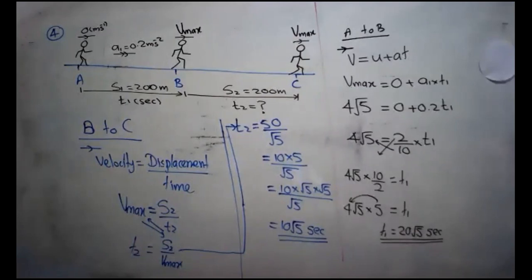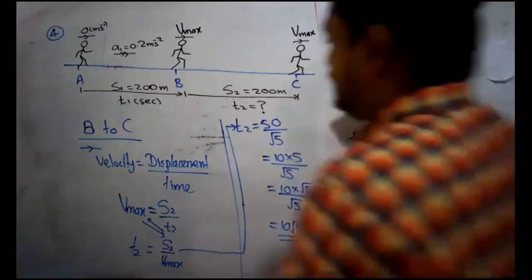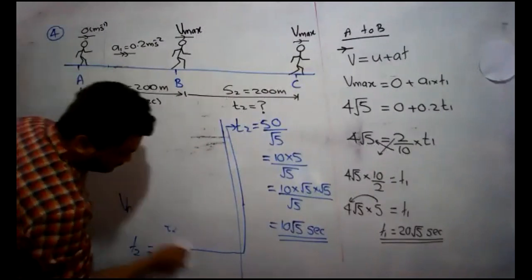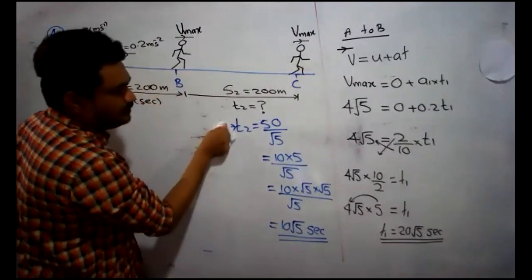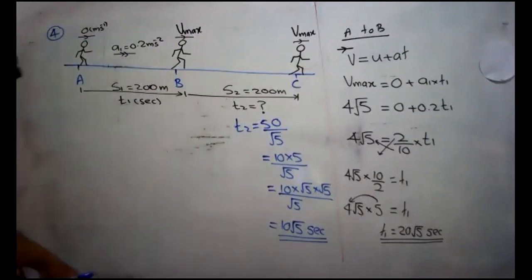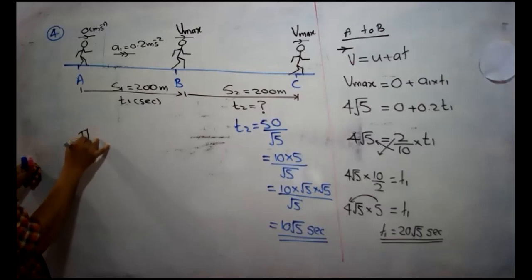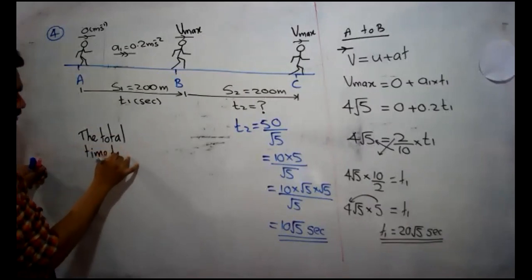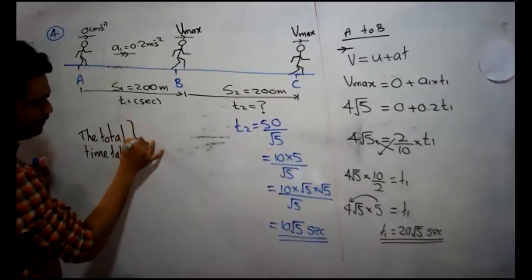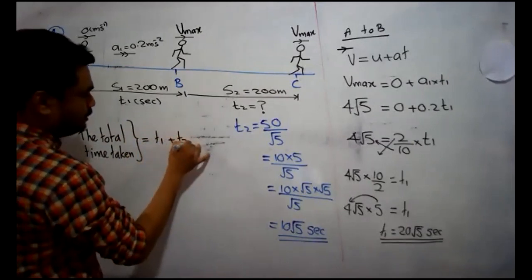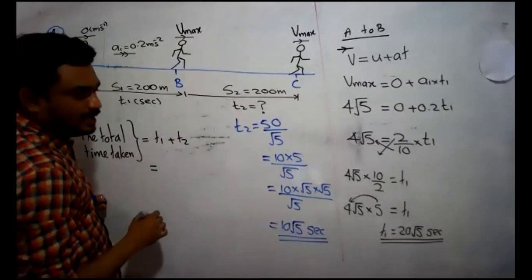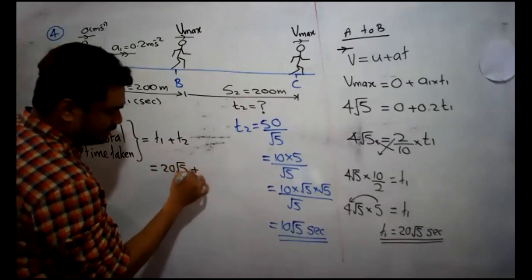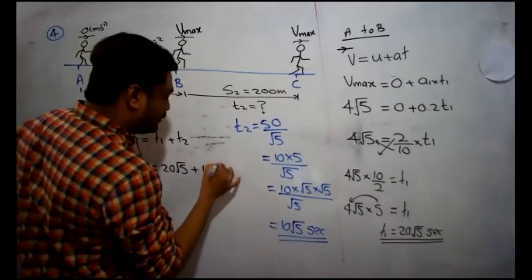Right. The final thing is the total time taken. So what is the total time taken for the motion, dear? The total time taken equals T1 plus T2. T1 is 20 root 5. T2 is 10 root 5.